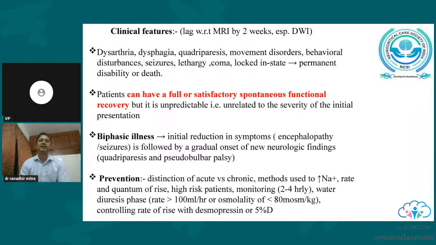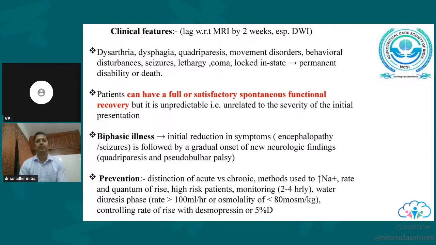The features are normally dysarthria, dysphagia, quadriparesis, movement disorders, etc. They can also progress to permanent disability and death. Normally the patient can have a full recovery, but it is unpredictable. Initially the symptoms improve, then there is again a gradual onset of new neurological findings like quadriparesis and cerebral palsy over time. Therefore, it is called a biphasic illness.